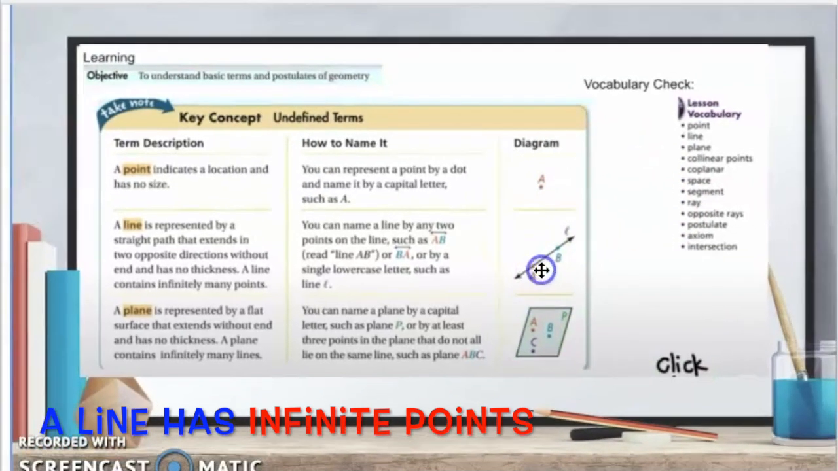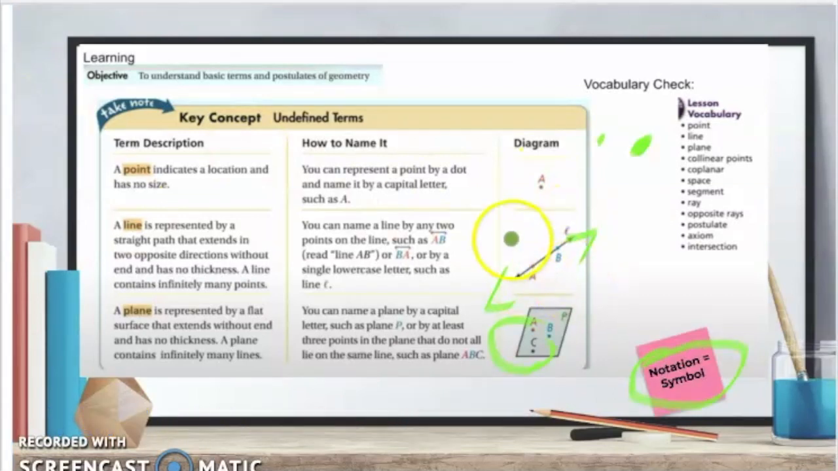We just see two points, but that doesn't mean that we only have two points. We only need a minimum of two points to make a line. But how many points can a line have? Yes, it should be infinite, right?